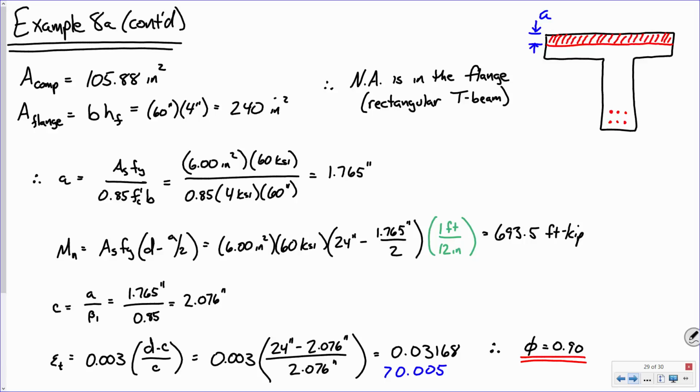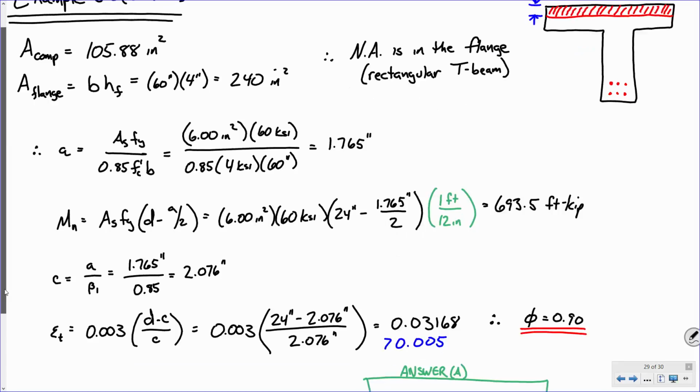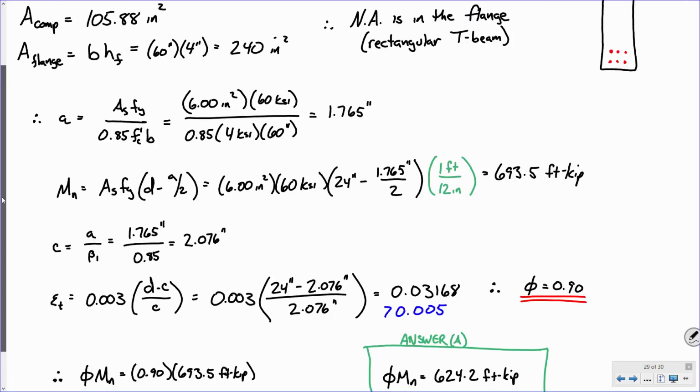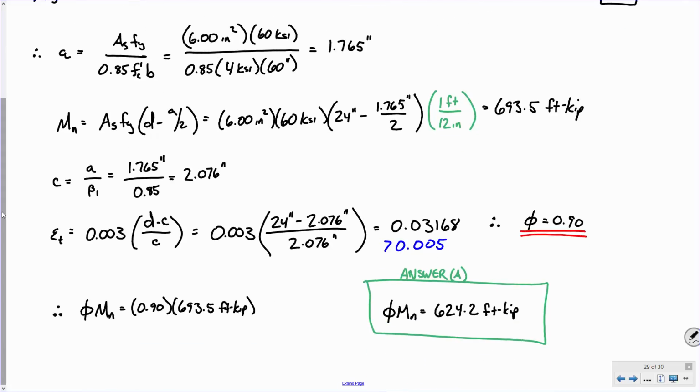All right? Now, we calculate the depth of our neutral axis c, a over beta 1. That comes out to be just over 2 inches. Strain in the steel, 0.003 (d minus c) over c, is greatly larger than 0.005, so phi is 0.9 for this example. And again, for most examples it will be 0.9, but the big message is that phi, what is phi? It depends. So phi Mn is about 624 foot kip.